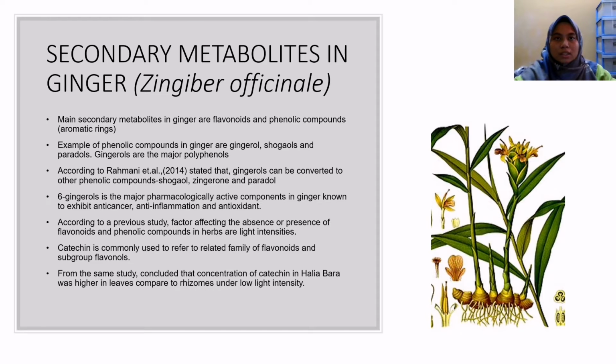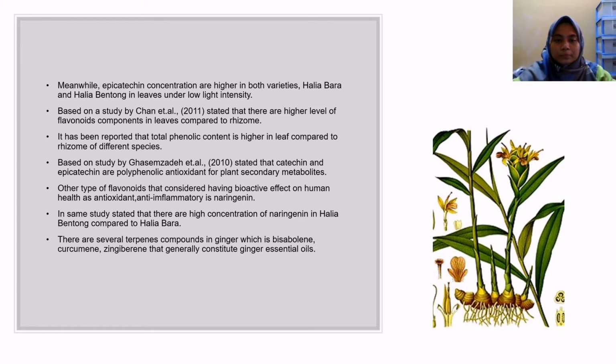Catechin and epicatechin are polyphenolic antioxidant plant secondary metabolites. The term catechin is also commonly used to refer to the family of flavonoids and subgroup of flavanols. From the same study, it was concluded that the concentration of catechin in Halia bara was higher in leaves compared to rhizomes under low light intensity. Epicatechin concentration is higher for both varieties, Halia bara and Halia bentong, in leaves under low light intensity.